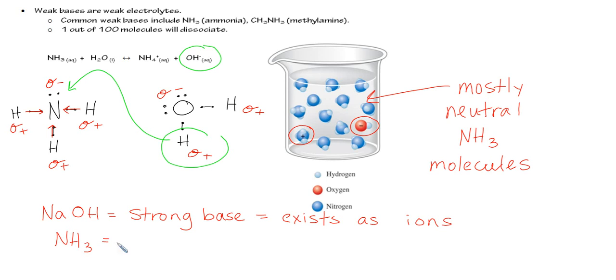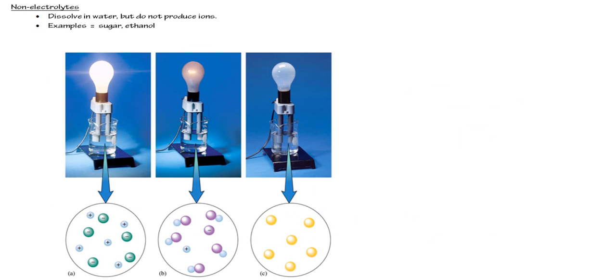Ammonia is a weak base. Does it form hydroxide? Yeah, there's a few, but not a lot. It's mostly neutral molecules. Main difference between strong and weak acid or base. Another option would be a non-electrolyte. Non-electrolyte is a solution that doesn't form any ions.